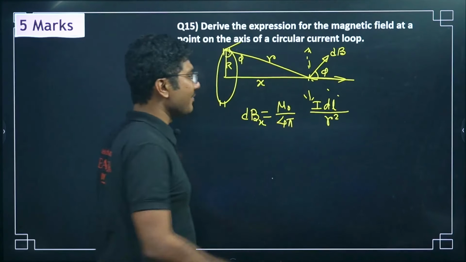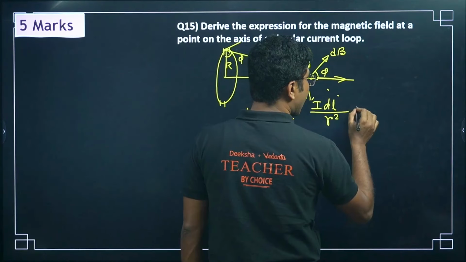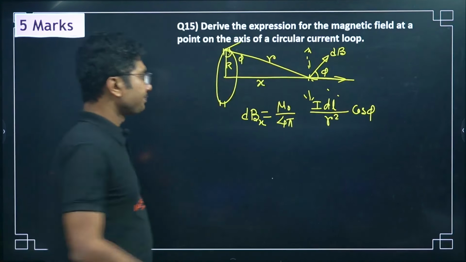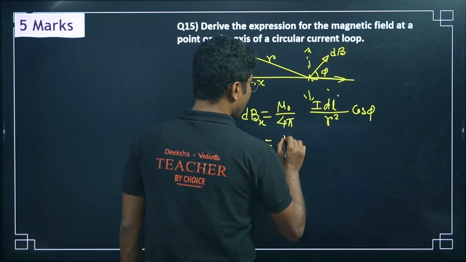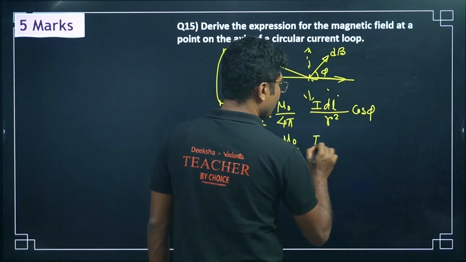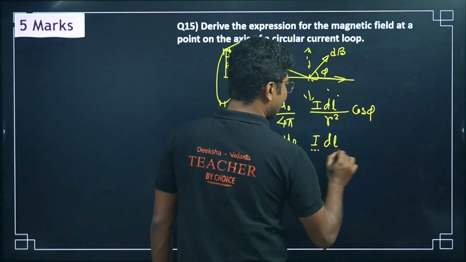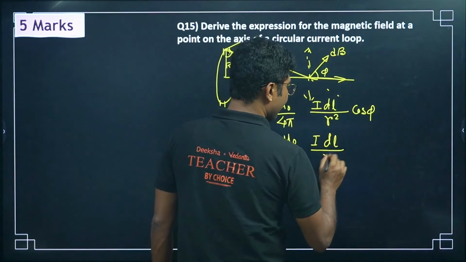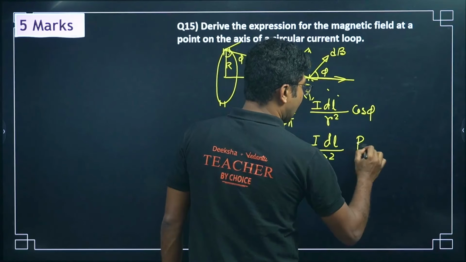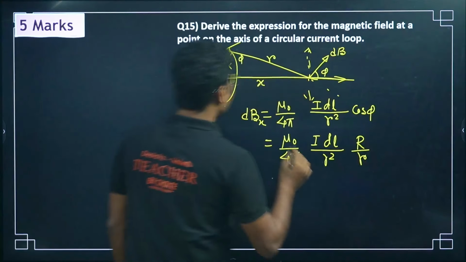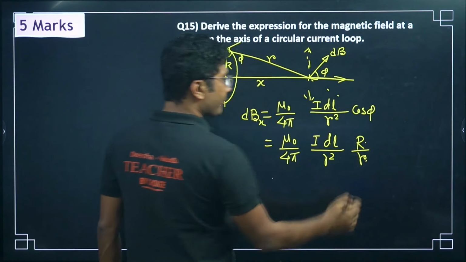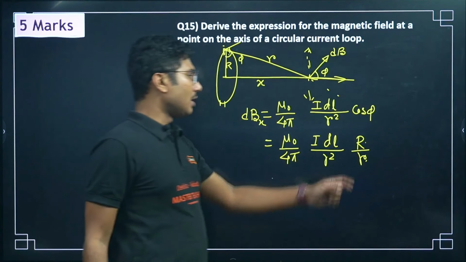Very simple, easy derivation, step by step, and here you have to add the term cos phi. Okay, cos phi is the x component. So, it will be mu naught by 4 pi I into dl, don't worry about dl right now, we will solve it, divided by r square. Now, what is cos phi? Cos phi is R by small r. Okay, base by hypotenuse. So, base is capital R, hypotenuse is small r. So, this is the formula.